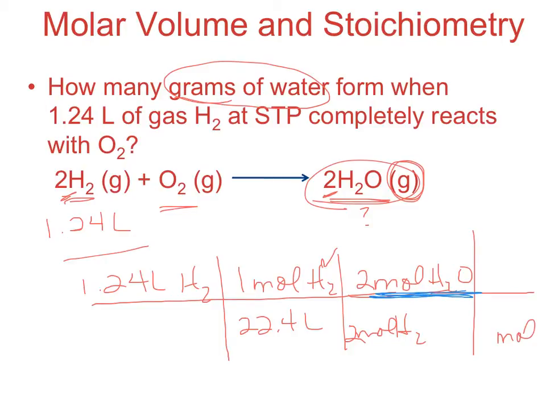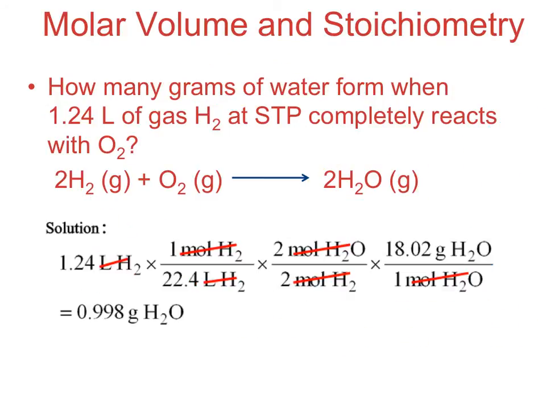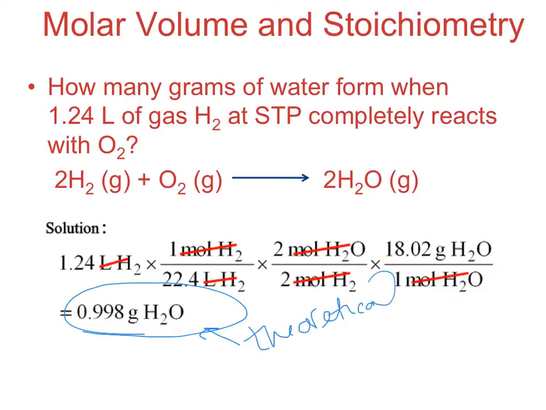Since the problem's asking for grams of water, I need one last step that gets us from moles of water to grams of water, and that is the molar mass of water, which is 18, just because I've done it so much, or 18.02 grams of water in 1 mole of water. So I'm going to put the molar mass here, and then if I work that out, I will get grams of water formed. Okay, and this shows us that our theoretical yield of water is 0.998 grams. Theoretical yield is always the maximum amount you can make, and it's always determined from stoichiometry.